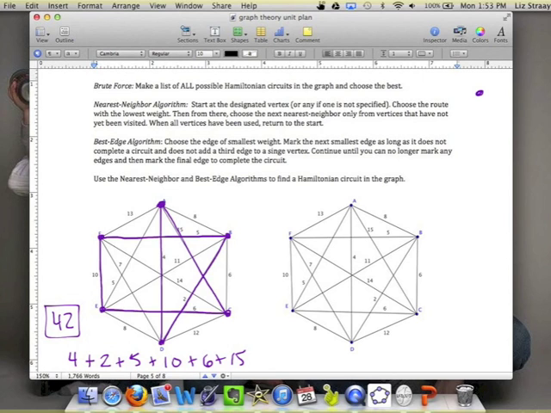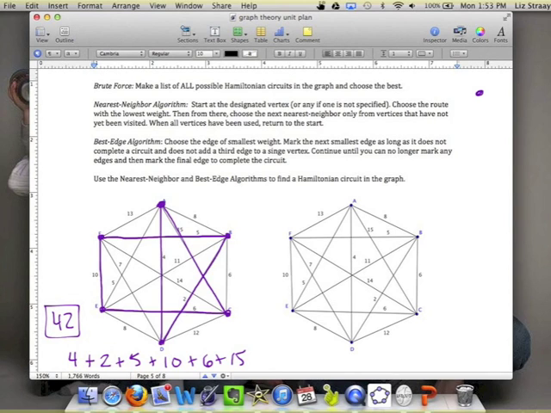The other one is the best edge, and it says choose the edge of the smallest weight overall. Then mark the next smallest edge as long as it doesn't complete a circuit. So we have to make sure we're not making any triangles or squares or anything like that. We don't want to complete a circuit. And it doesn't add a third edge to a single vertex.